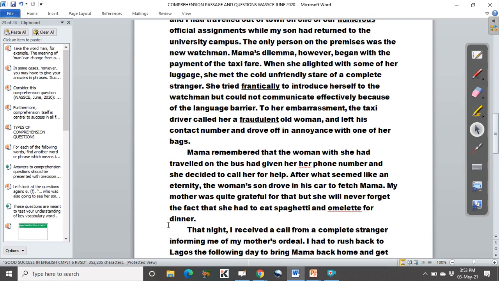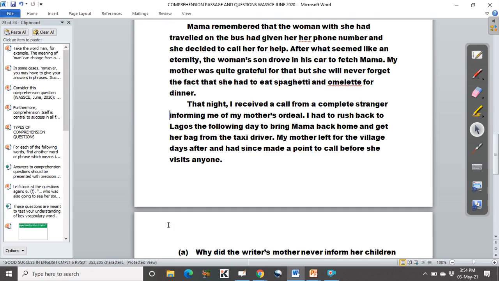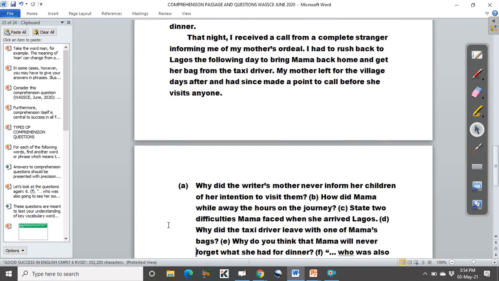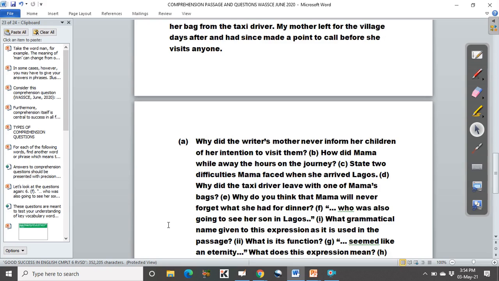My mother was quite grateful for that, but she will never forget the fact that she had to eat spaghetti and omelette for dinner. That night, I received a call from a complete stranger informing me of my mother's ordeal. I had to rush back to Lagos the following day to bring Mama back home and get her back from the taxi driver. My mother left for the village days after and had since made a point to call before she visits anyone.